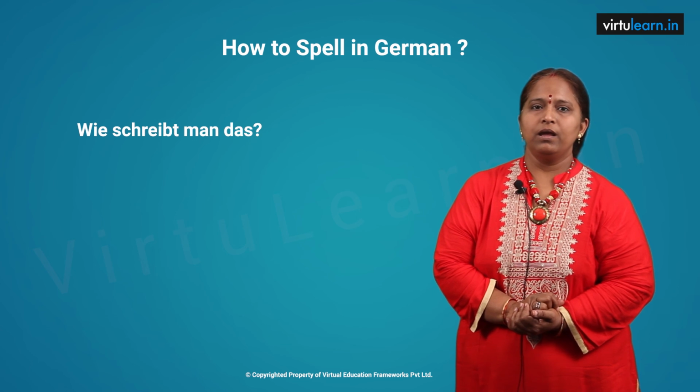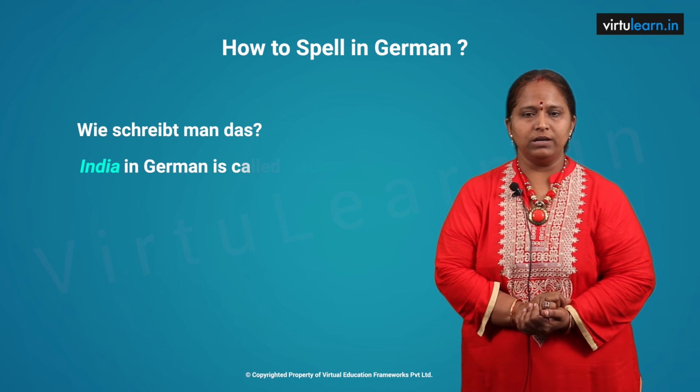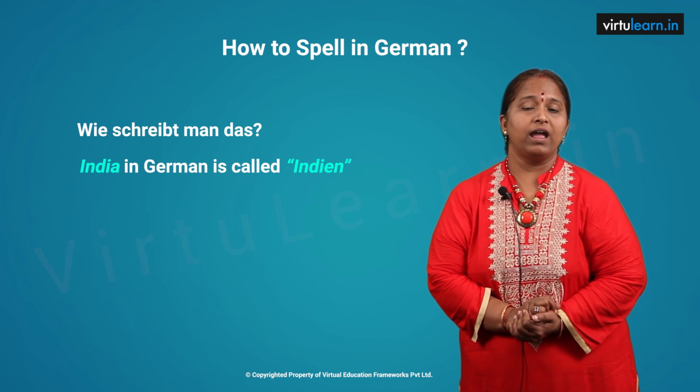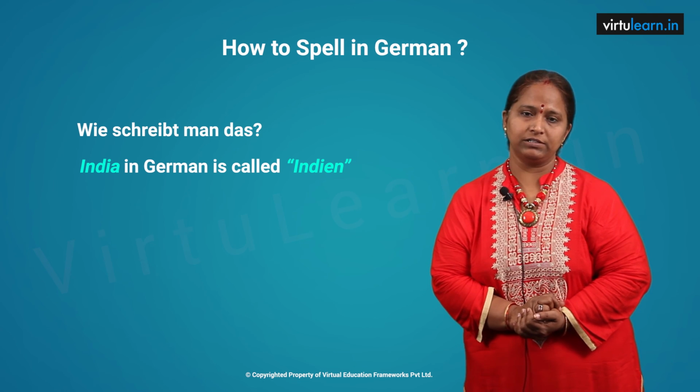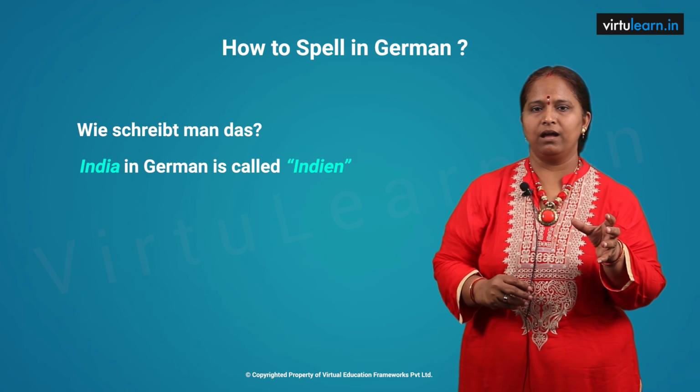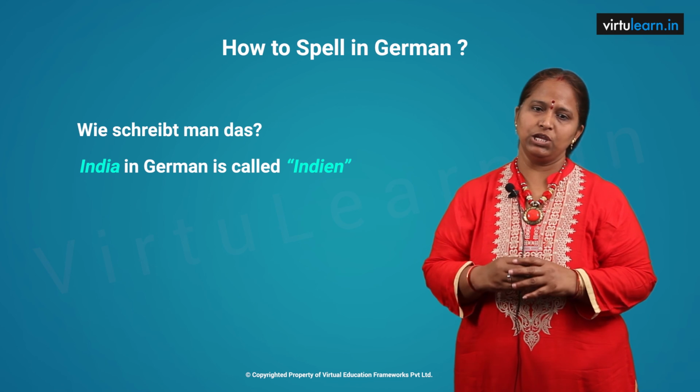For example, India in German is called as Indien. Normally when we say who are you, I am an Indian, I am a citizen of India. To say that we say Inder. But the country India is called as Indien in German.